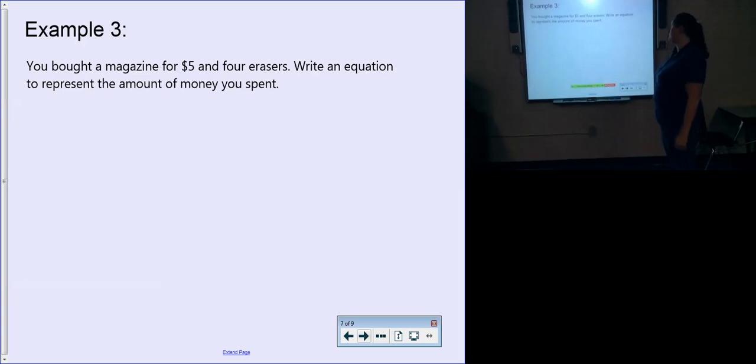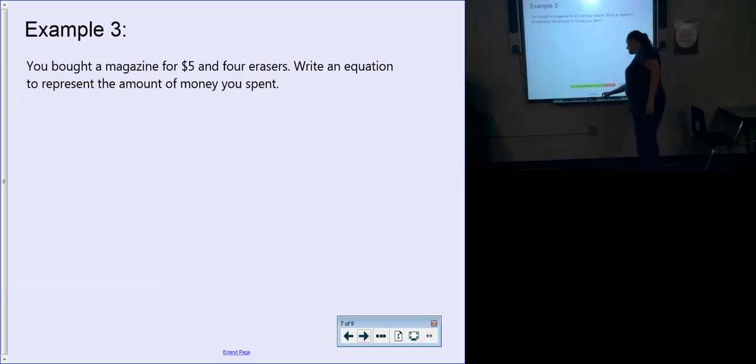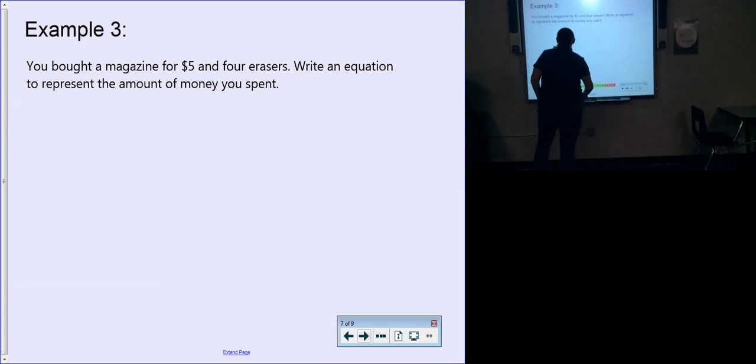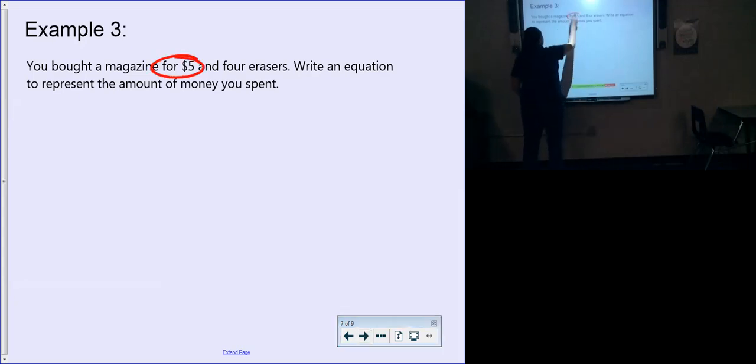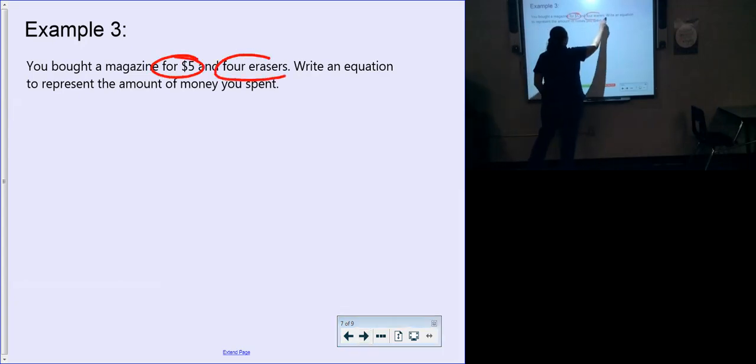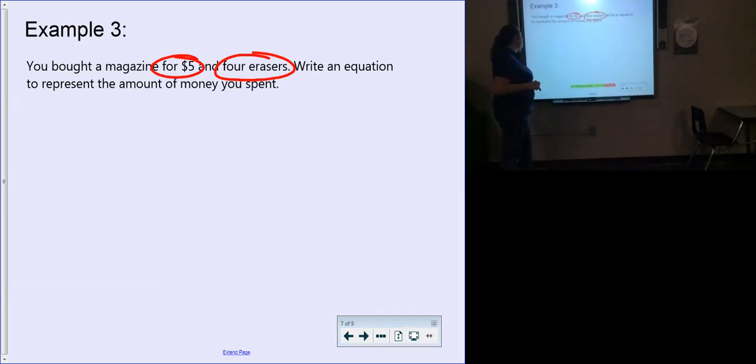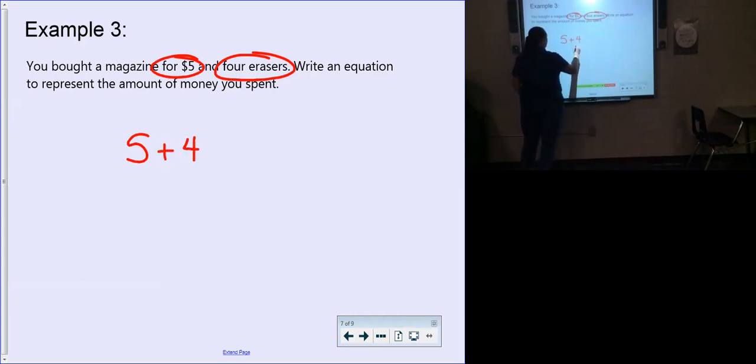All right, so I bought a magazine for $5. Then I also bought 4 erasers. So I know I have $5 already spent, but I don't know how much each eraser is. So I'm going to add 4x. And this is going to be equal to y.